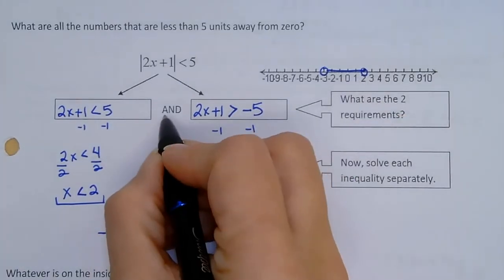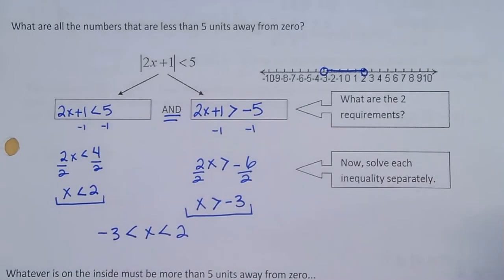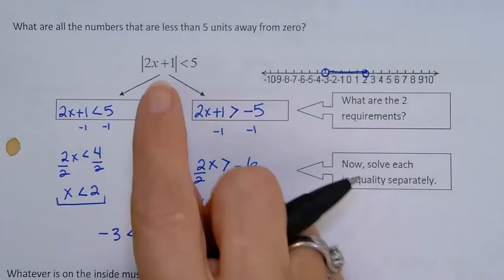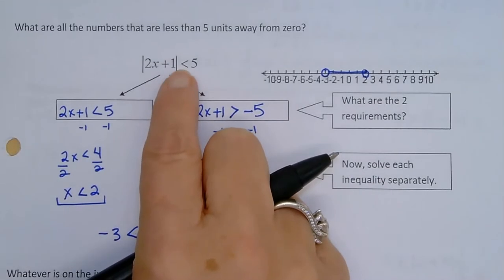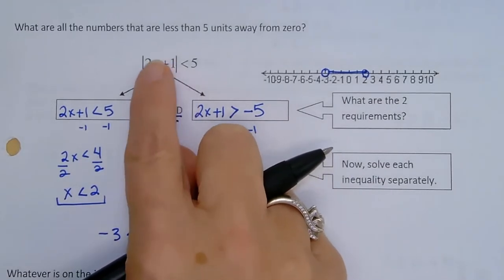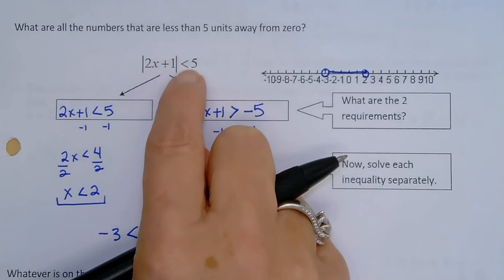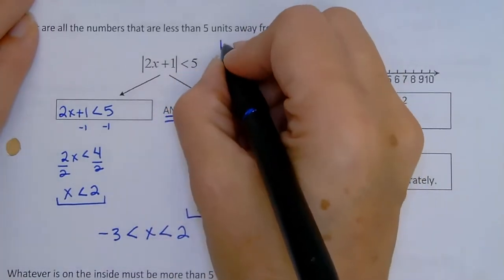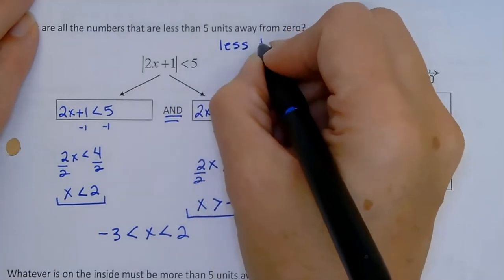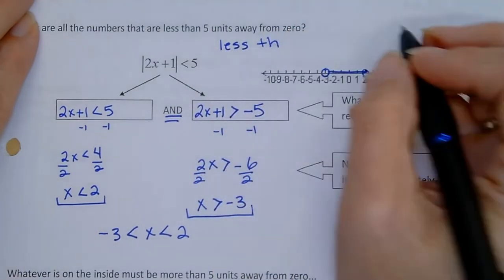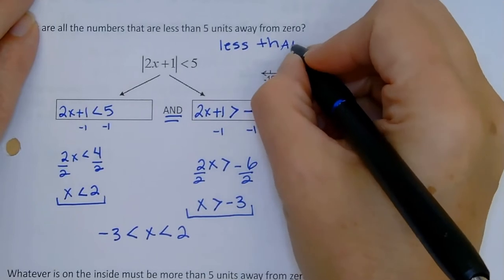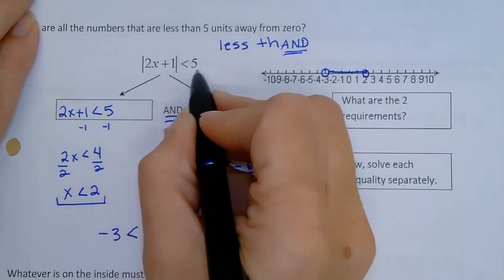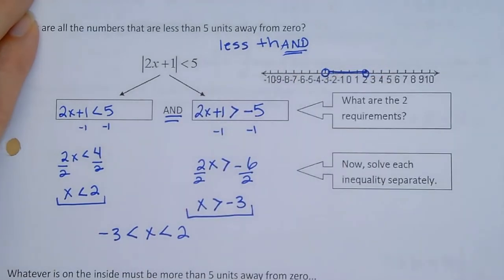Now, I use an "and" statement here, and I'm going to give you top secret information that's on your next page. I see this symbol right here. This is telling me the absolute value is less than 5. Okay, so here's the top secret. Less than. Because if the absolute value is less than a number, then it's going to be an "and" statement.